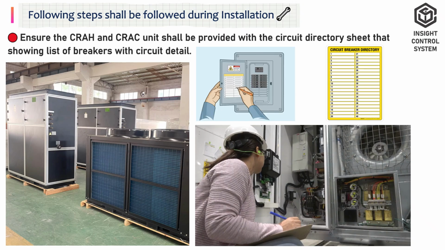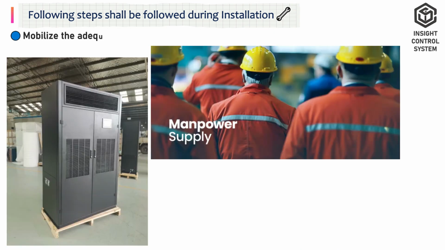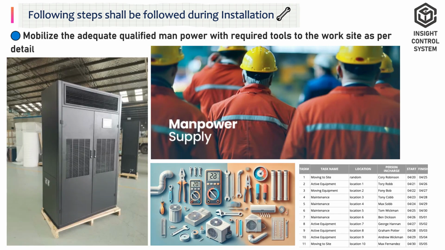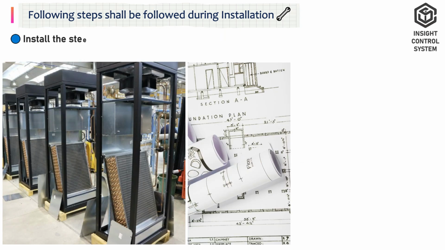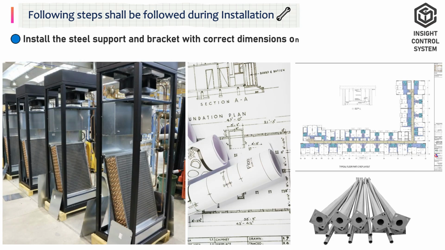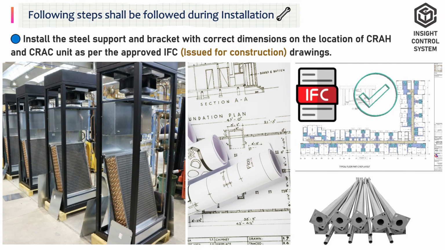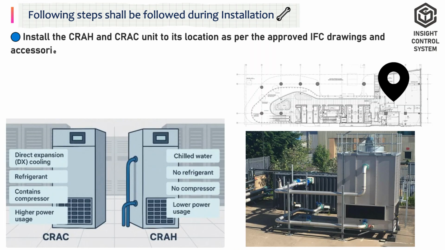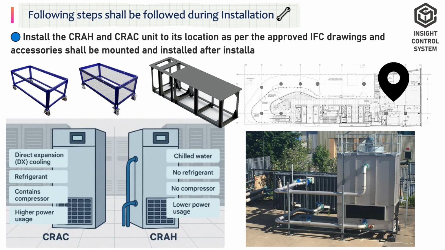with circuit details. Mobilize adequate qualified manpower with required tools to the work site as per the detailed schedule of activities. Install the steel support and bracket with correct dimensions on the location of the CRAC unit as per the approved IFC drawings. Install the CRAC unit to its location as per the approved IFC drawings, and accessories shall be mounted and installed after installation of the same.